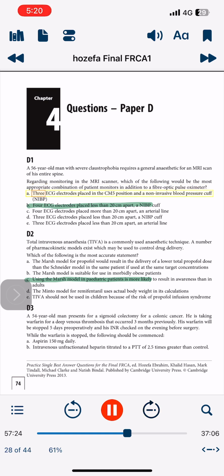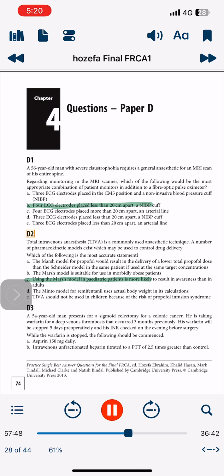A. 3 NIP. B. 4 ECG electrodes placed less than 20 cm apart, a NIP cuff. C. 4 ECG electrodes placed less than 20 cm apart, a NIP.